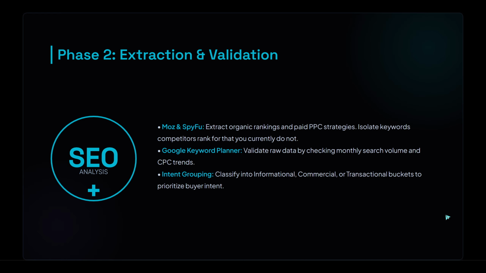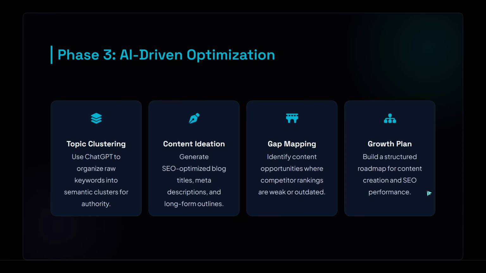From these lists, highlight keywords your competitors rank for, but you don't. Prioritize medium difficulty terms with high intent, phrases that include commercial modifiers like pricing, buy, compare, demo, or near me, because they're more likely to convert without requiring massive domain authority.